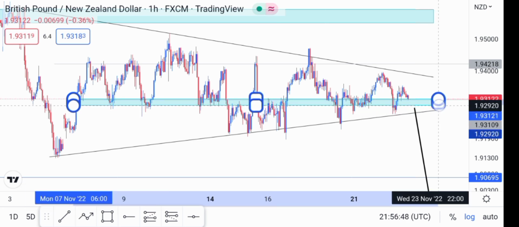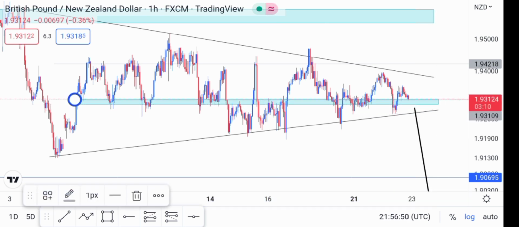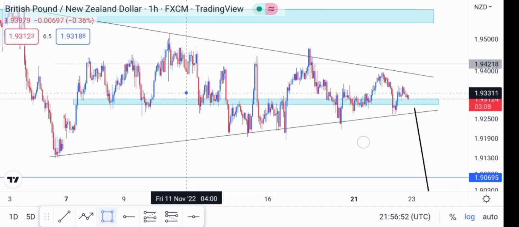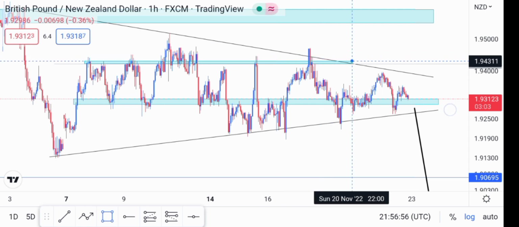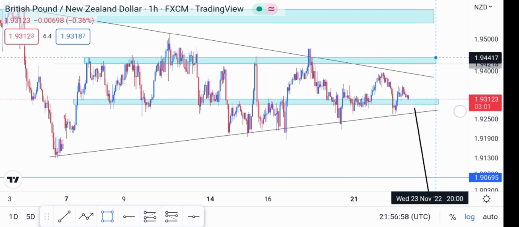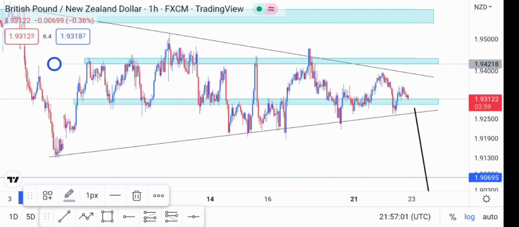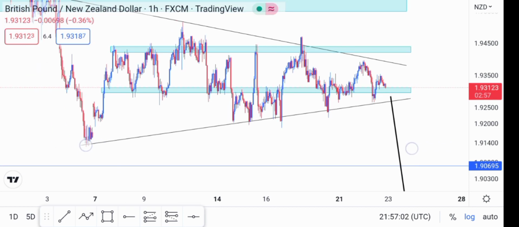Let me put it like this. Remove this one, and let me cater for this one as well. If you want to know how to draw this, check out our video on how to draw support and resistance. So yeah, this is what you have.